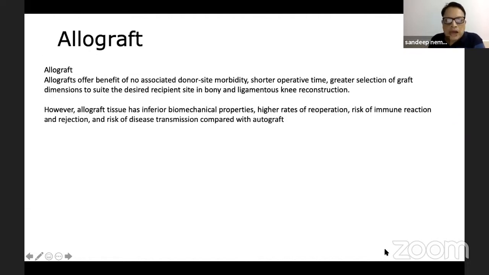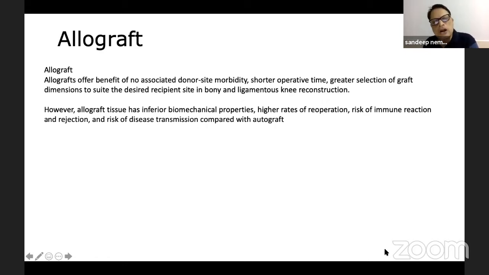Then, in short, about allografts. So, what is the evidence which is available for us for allograft? Allografts offer benefit of no associated donor site morbidity, shorter operative time, greater selection of graft dimensions to suit the desired recipient site in bony and ligamentous reconstructions. However, allograft tissues have inferior biomechanical properties, higher rates of reoperation, risk of immune reaction and rejection, and risk of disease.